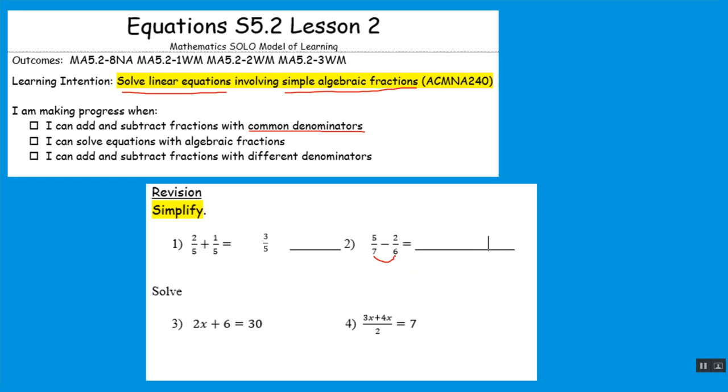So 7 times 6 is 42. So that can be a common denominator. The sevenths get times by 6. So 5 6s are 30 minus 7 2s are 14. So I like to think of this smiley face. So 5 6s are 30, take away 7 2s. So 30 minus 14 is 16. And simplify the fraction is 8/21.